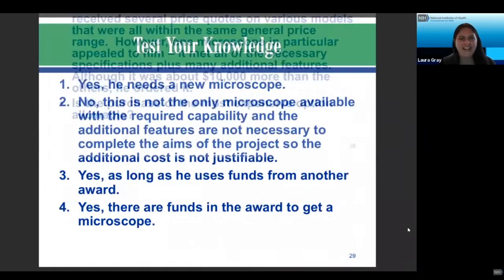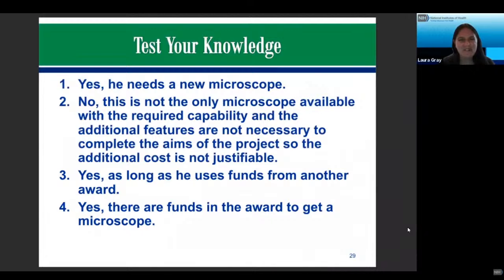Oh, that's great. It seems like an overwhelming majority of you said number 2, and that is the best answer. We were looking for that one. The answer most of you picked was no, this is not the only microscope available with the required capability, and the additional features are not necessary, which is key to complete the aims of the project. So the additional cost is not justifiable.